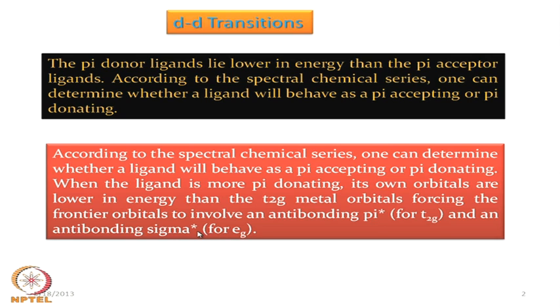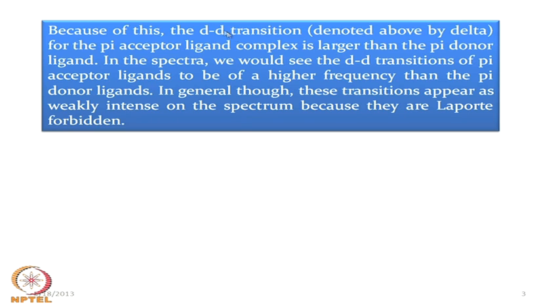So, we will have different types of orbitals available depending on the donation from the metal as well as the ligand. So, these d-d transitions, denoted above by delta, for the pi acceptor ligand complex are larger than for the pi donor ligand. So, we can modify this d-d transition.